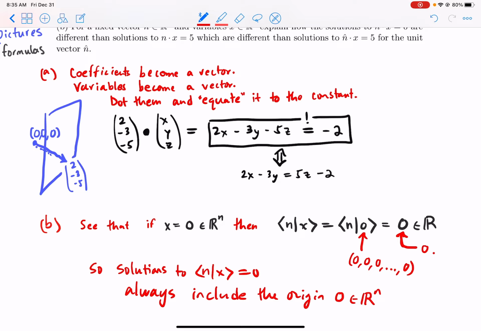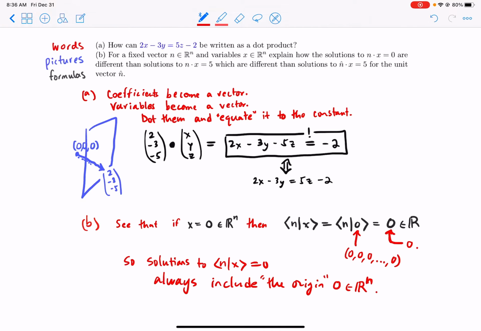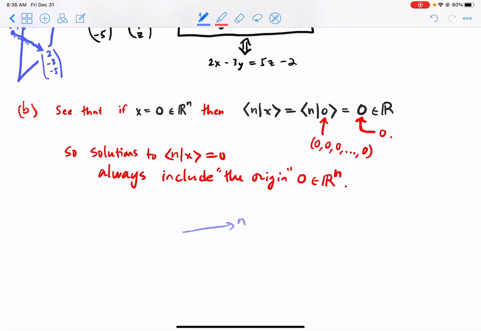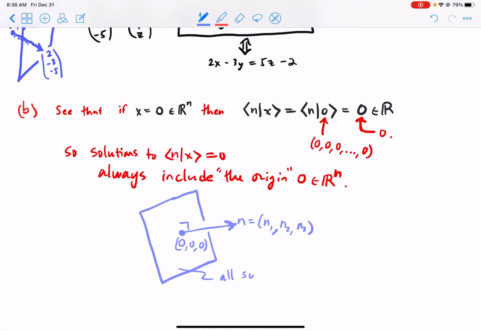The origin is our special name for the 0 vector. The origin. Okay. What does that mean in a picture? It means that if we have some vector n, then it starts at the origin, and it goes out to some vector n1, n2, n3, right there, maybe that point. And then right here, at 90 degrees, is an entire plane, all solutions to n dot x equals 0.